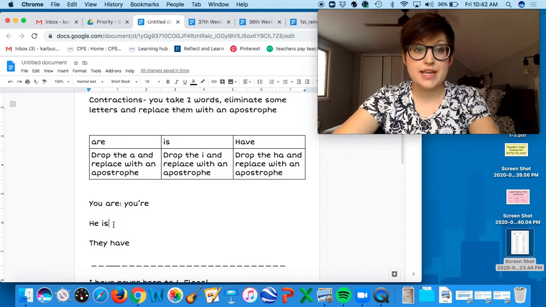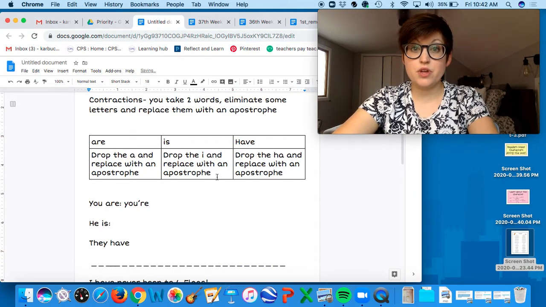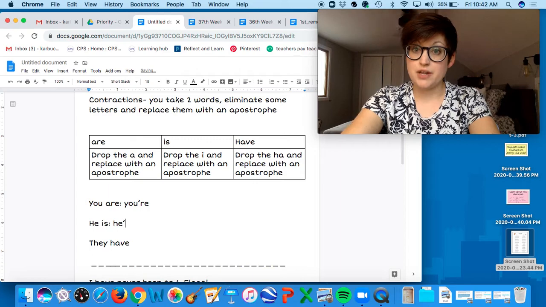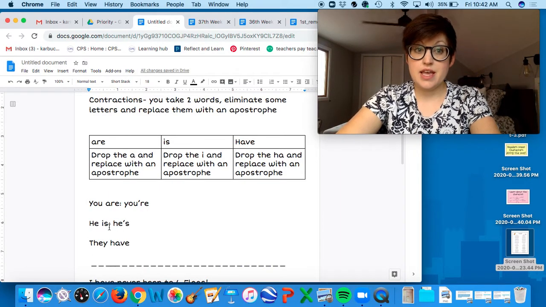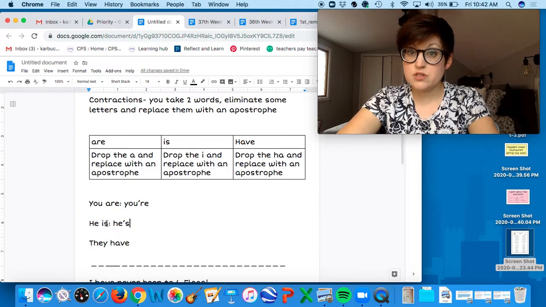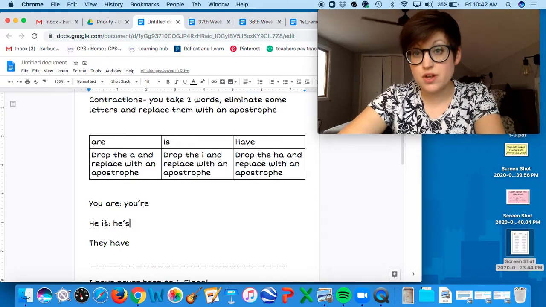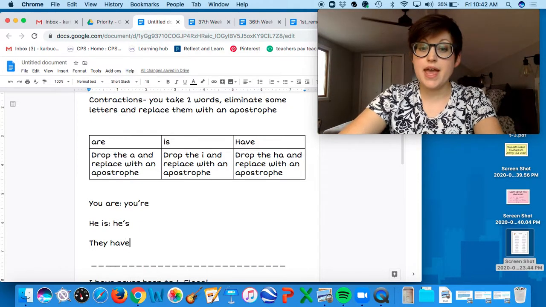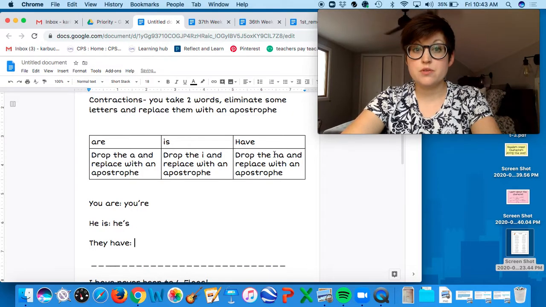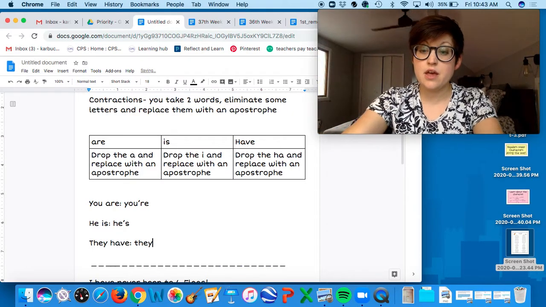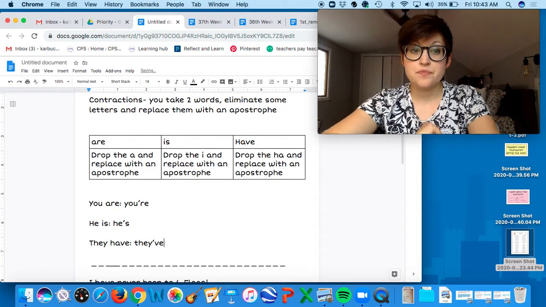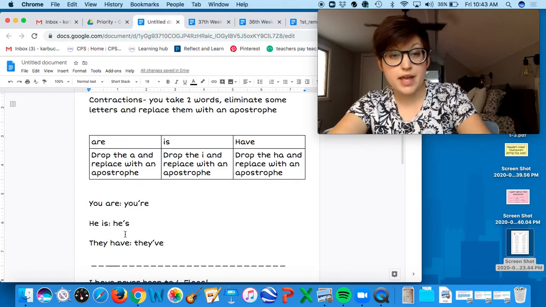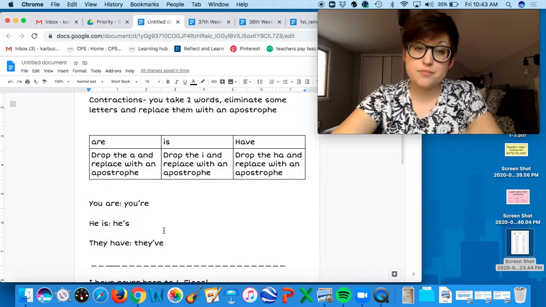Then our next one is he is. So I'll go back up here, look at my rules, drop the I and replace it with an apostrophe. So he, apostrophe S, he's. He is a good student, or he's a good student mean the same thing. He is and he's. And our last one, they have. So go back up to my rules. All I have to do is drop the H and the A and replace it with an apostrophe. So I do my base word, they, apostrophe, VE. They have a garden, or they've a garden.